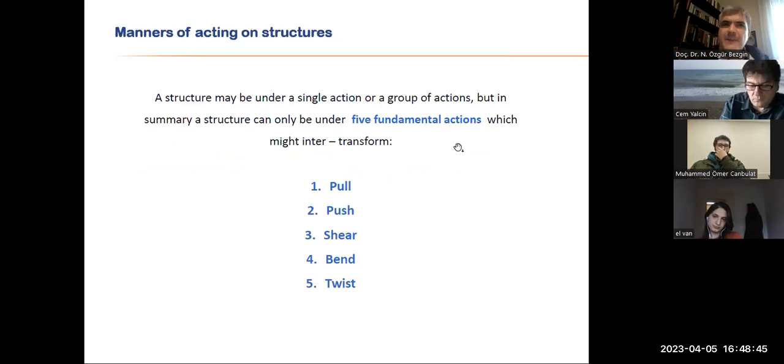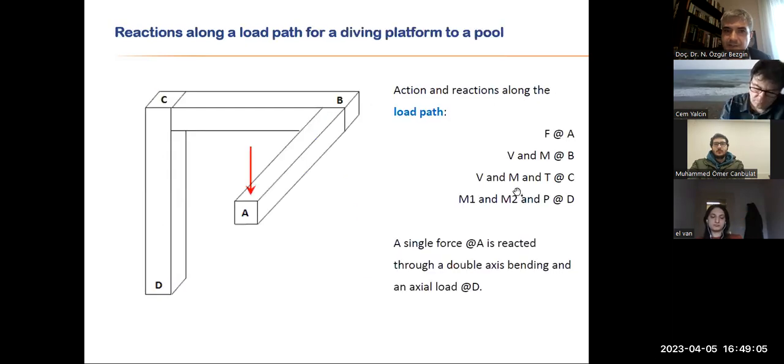So when we think about it, how can we act on a structure? What can we do to a structure? When I think about it, I came up with 5 different types of actions. We can pull it, push it, shear it, bend it, or twist it, or a combination of these 5. Okay. So actually in our classical mechanical world, we can put the boundary. So we need to design for 5 different types of actions.